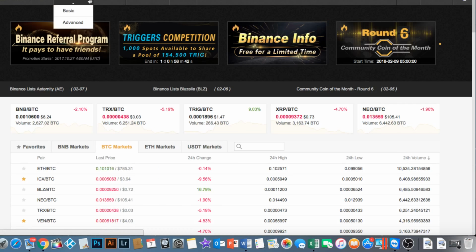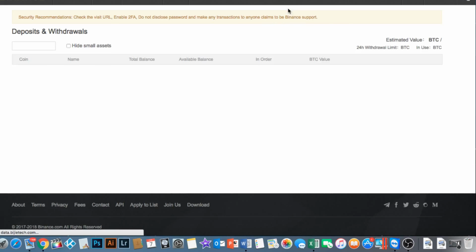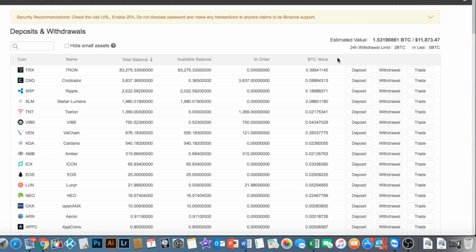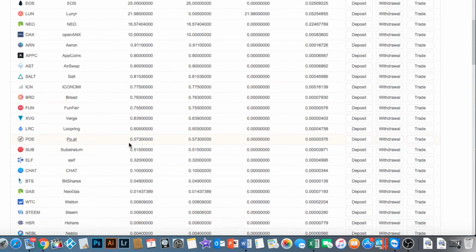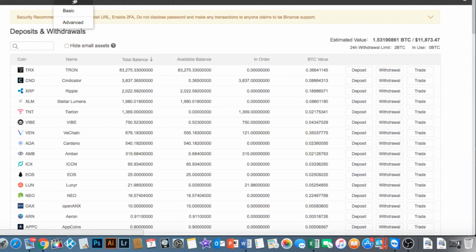Now, you know you have your funds here when you go to your balances and you actually have a balance of something. For example, right here, I have 83 Tron, Syndicator, I have XRP. So here are my balances. Right now, I don't have any Bitcoin here. It's all spent, so I don't have a balance of Bitcoin.